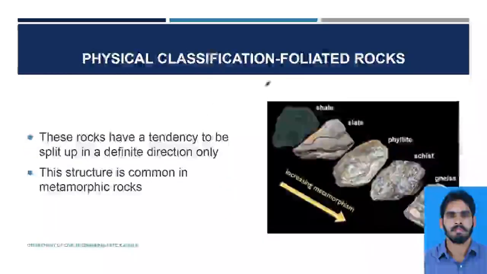Next comes foliated rocks. The last one is foliated. These rocks have a tendency to be split in a definite direction only. Okay, this structure is common in metamorphic rocks. In some specified direction, they can be cut into two. That is the main point.